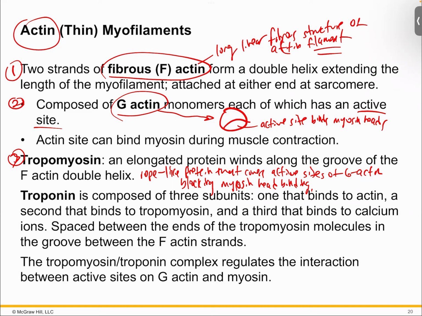Okay, there's obviously a problem now, right? You've got it blocked, great. But what if you want to contract? Don't you need access to that site in order to contract? The answer is yes. So there's another protein involved here, troponin. And there's different forms of troponin.